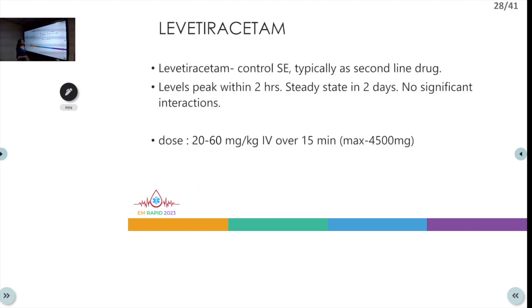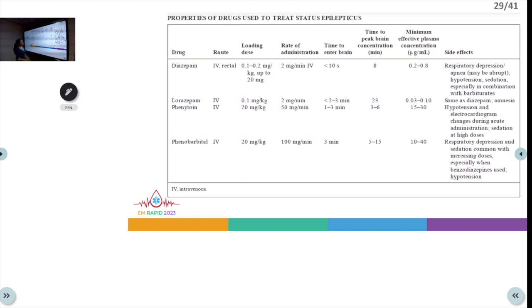The other drug is levetiracetam. Levetiracetam is a good anti-epileptic agent, and it is a drug of choice in patients who have liver failure. The peak effect will come within 2 hours, and the effect lasts for 2 days, and there are no significant drug interactions. The dose is 20 to 60 mg per kg IV over 15 minutes. So these are all the anti-epileptic drugs in a table. We will discuss the side effects.